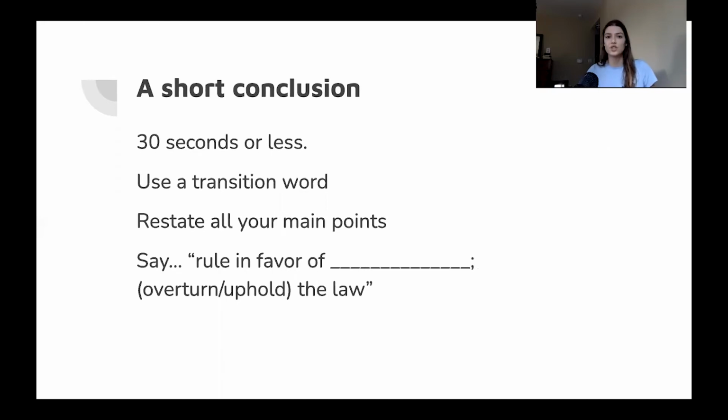If you have to give a short conclusion, this is 30 seconds or less, you're going to use just a basic transition word, restate all your points, and then say this last portion, which is rule in favor of or overturn the lower court decision.